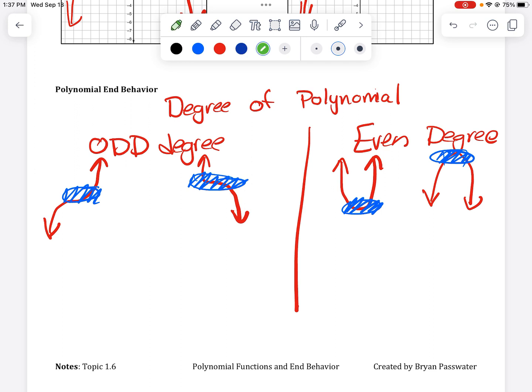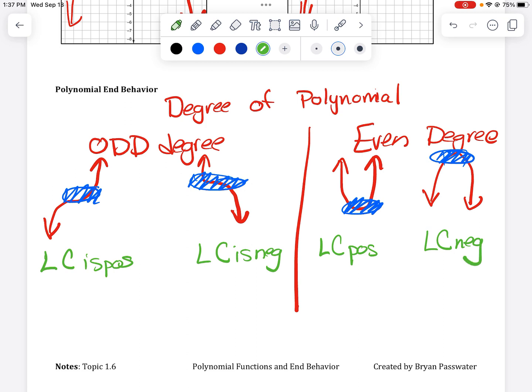And then we could tell it ends positive if our leading coefficient is positive, and it ends with a negative slope if the leading coefficient is negative. Even, it ends up if the leading coefficient is positive, and down if the leading coefficient is negative.